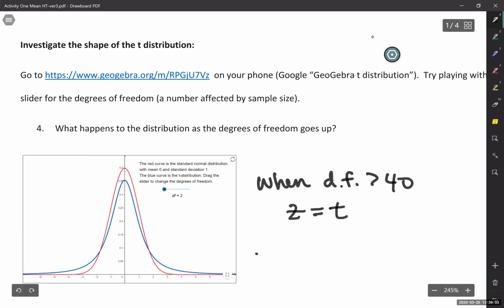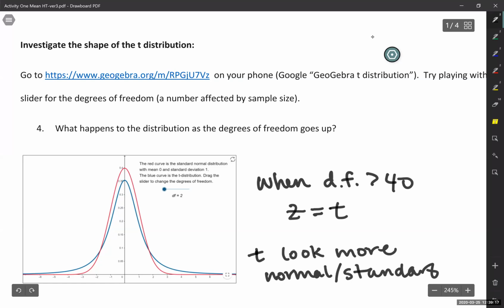And so in other words, the T looks more normal or standard, that is, the normal distribution. Whereas between 0 and 40, there's quite a bit of difference between them.